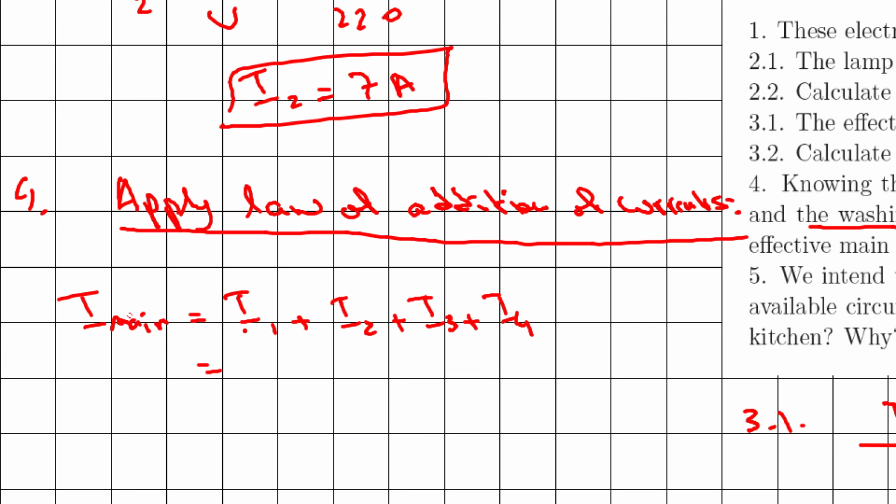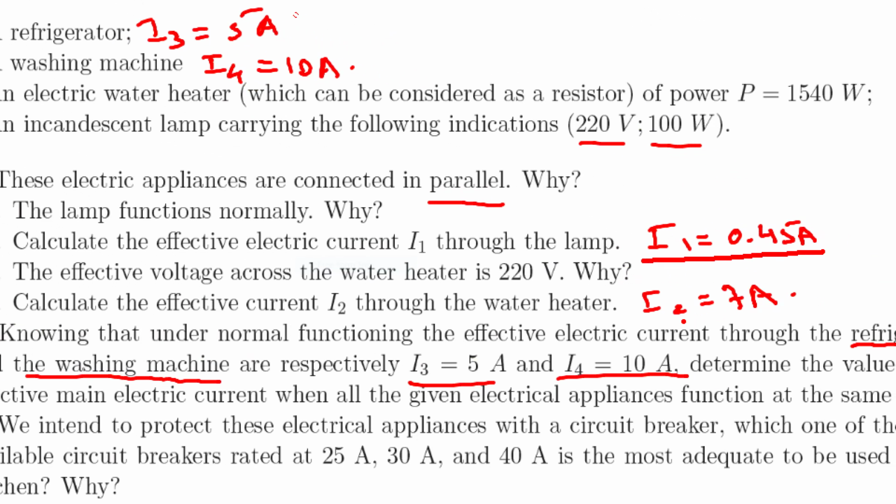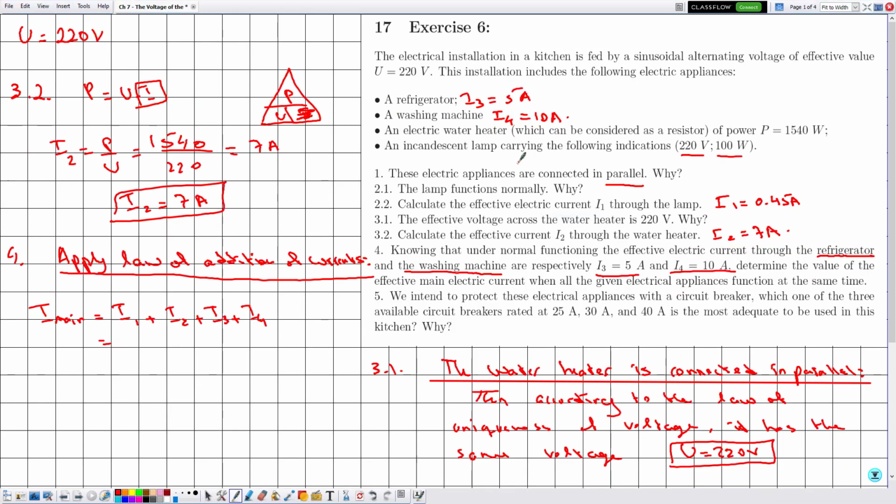Why these? Because the domestic installation consists of the lamp, the water heater, the refrigerator, and the washing machine. Then simply we can add the currents. So 0.45 plus 7 plus 5 plus 10. Now plugging these on the calculator, the main current traversing this domestic installation is given by 22.45 amperes.